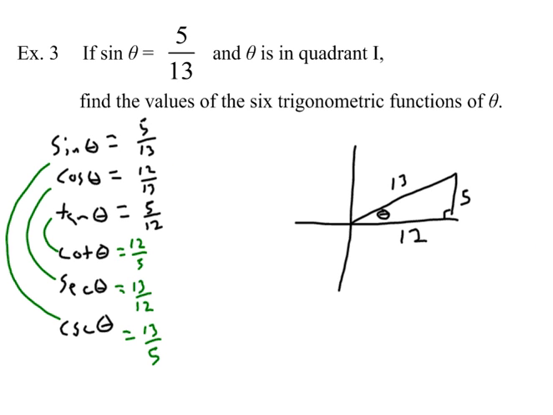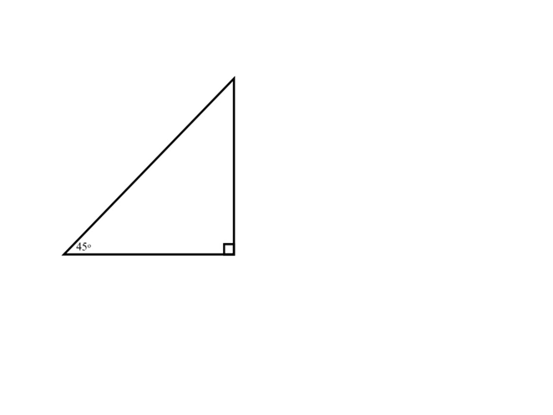Okay, let's shift gears a little bit. I want to take you back to your geometry days. In geometry, you talked about two special right triangles, and here's one of them. This special right triangle is a 45, 45, 90 triangle. Let's see if we can come up with the side lengths of these triangles.